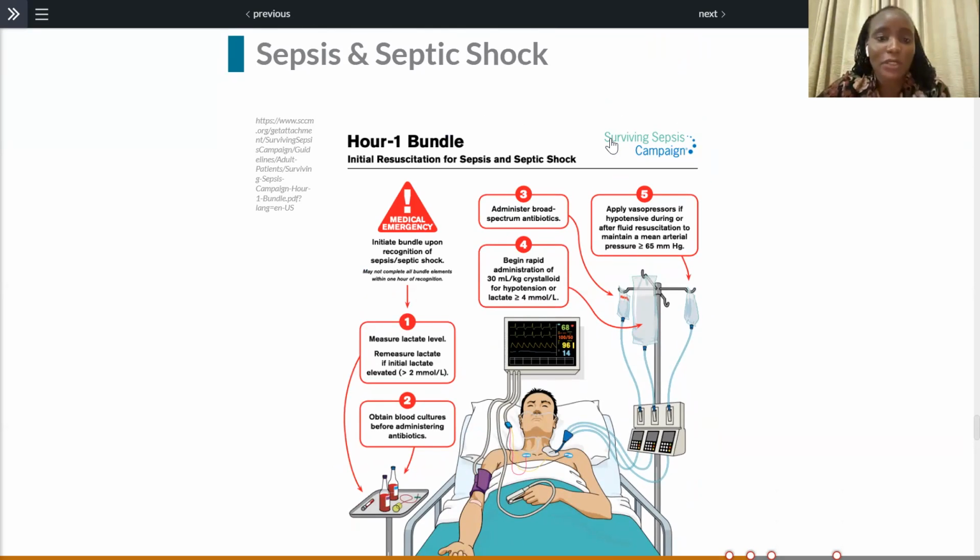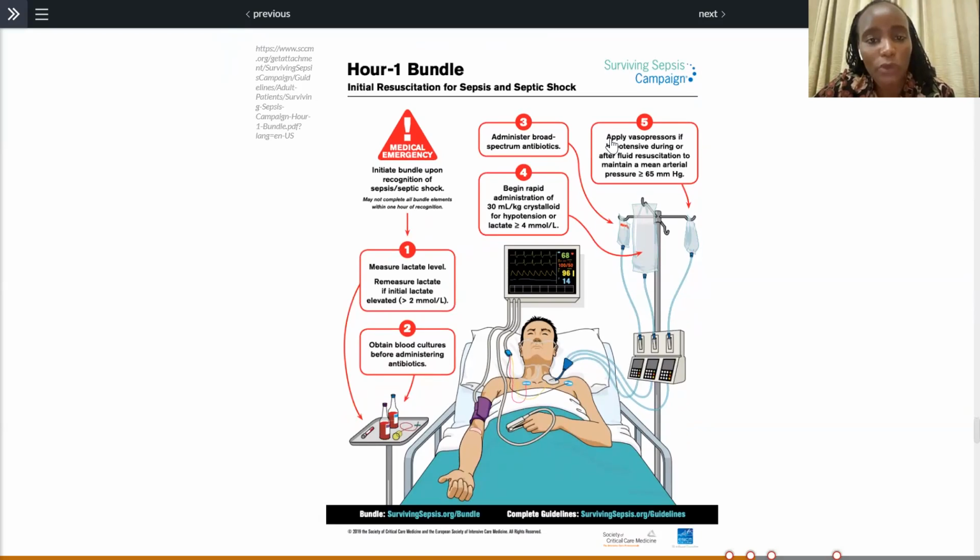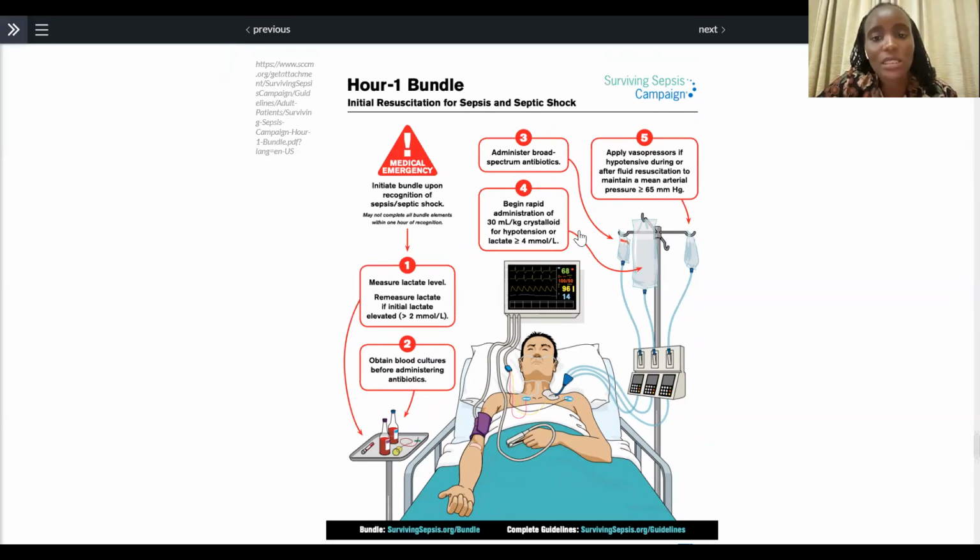So you have the sepsis and septic shock. So you have the 1-hour bundle where there's initial resuscitation for sepsis and septic shock. So the initial bundle is for upon recognition of sepsis and septic shock. So what do you do when you notice that the patient has maybe sepsis or is getting into septic shock? Measure the lactate values. So you need to know how far these lactate values are, what are the measurements, get your blood cultures, administer broad spectrum antibiotics, begin rapid administration of fluids, 30 mL per kg of crystalloids if the patient is hypotensive or if your lactate is more than 4 millimoles per liter.